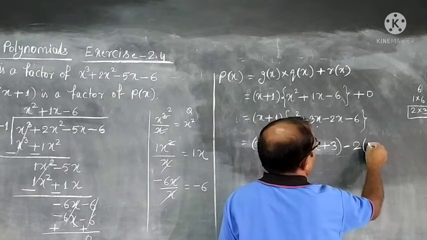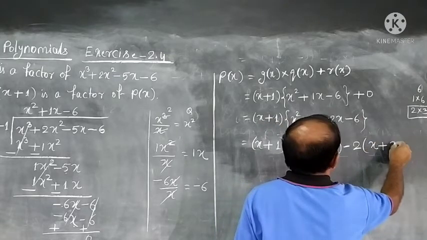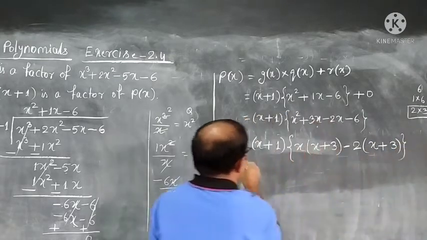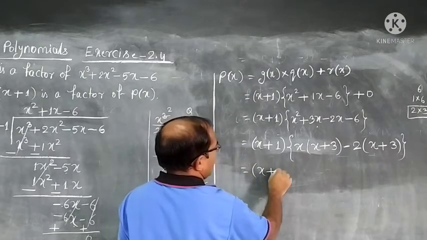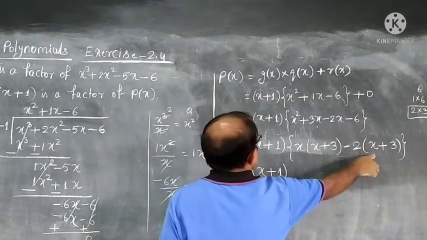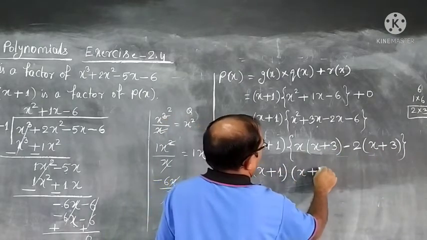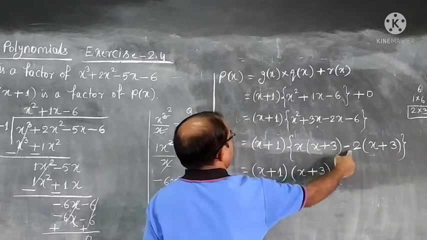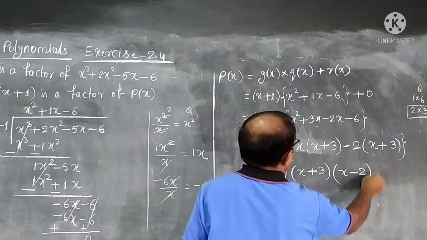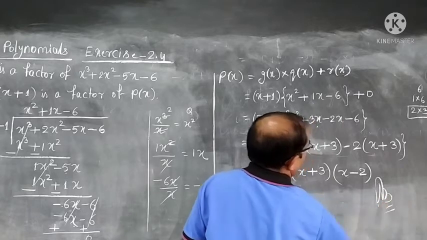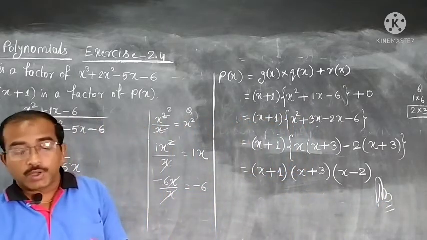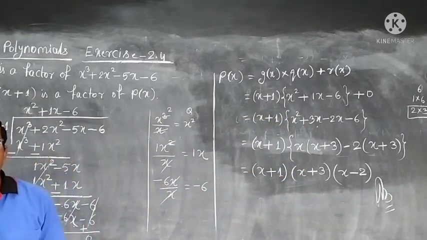So, minus 2 common, next sign is changing, you know already these things, and then we get x plus 1, x plus 3 again common, and remaining in first and second place x minus 2. So, these are the 3 factors. We are reaching the end of the exercise, question number 10.